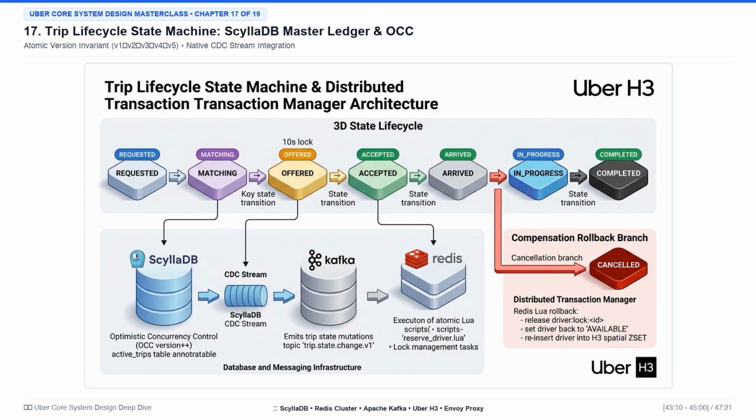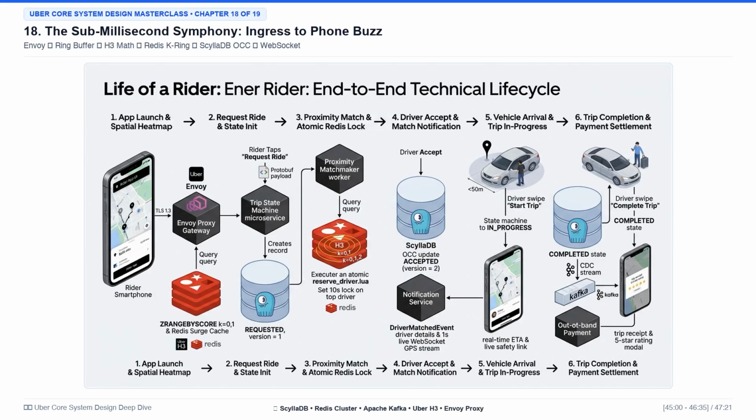So Redis is the brain that handles the speed, and ScyllaDB is the memory that handles the ultimate truth. Perfectly summarized. And through a native change data capture engine, a CDC, every single time ScyllaDB updates that state, it streams that undeniable fact out to downstream microservices. Like what? It triggers the payment gateway that will eventually charge your credit card, it updates the safety tracking systems, and it pings the notification service that actually buzzes your phone.